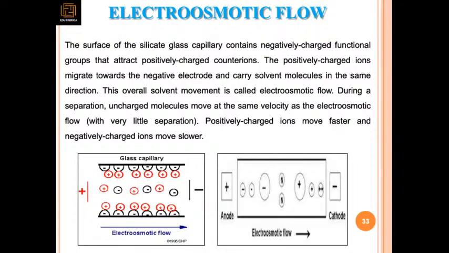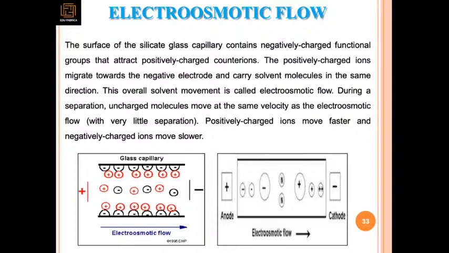So what is this electroosmotic flow? The surface of a silicate glass capillary contains negatively charged functional groups that attract positively charged counter ions. So on the side of the glass capillary, you have all negative charges, and they will attract all the positive ones. In the center, you will have osmotic charges present, plus and minus all like this. This overall solvent movement is called electroosmotic flow.